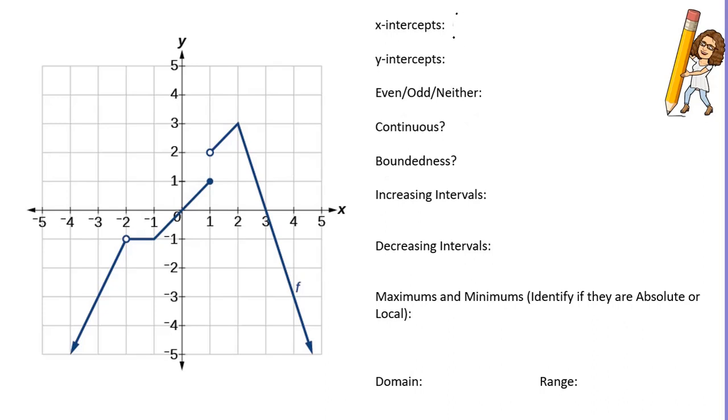Intercepts, X-intercepts. Well, I have one at 0, 0, right? And then I also have one at 3, 0. My Y-intercept is also 0, 0. It's right there. Definitely a neither graph, right? This definitely doesn't have any symmetry. This is definitely a continuous graph.